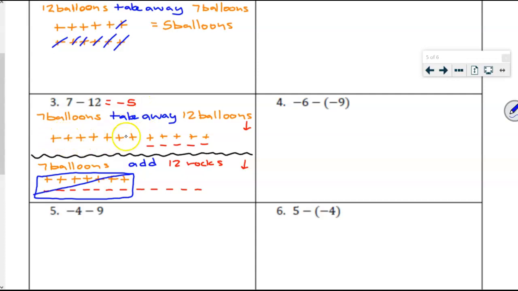I never did finish this problem. But if I did finish this problem and I took away 12 balloons after drawing all of those zero pairs, what is it that I have left in my basket? Those same 5 rocks, right?